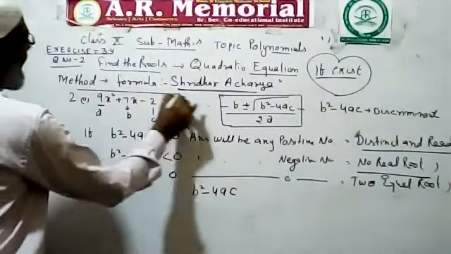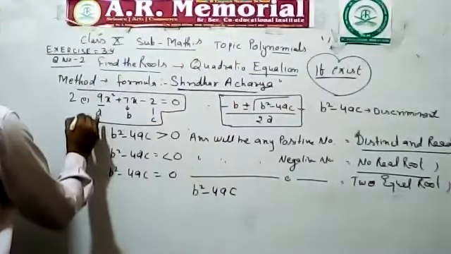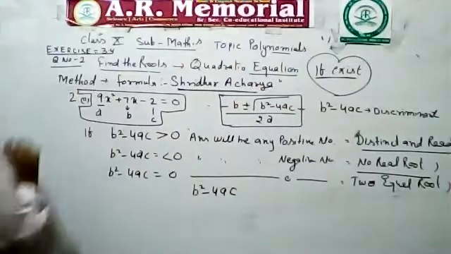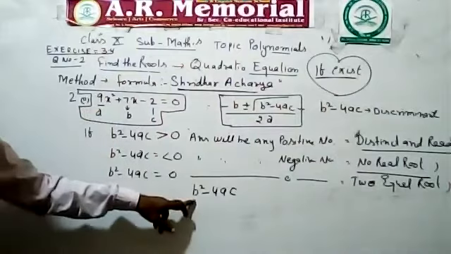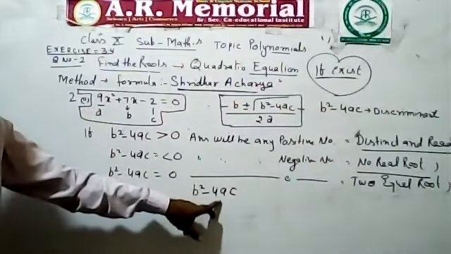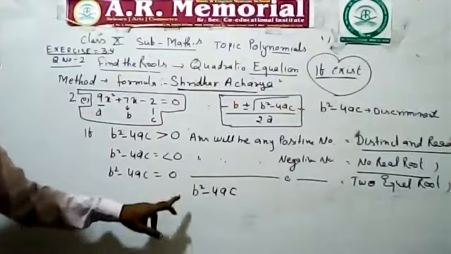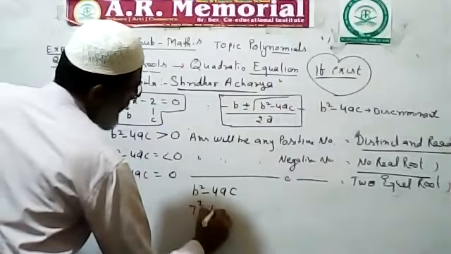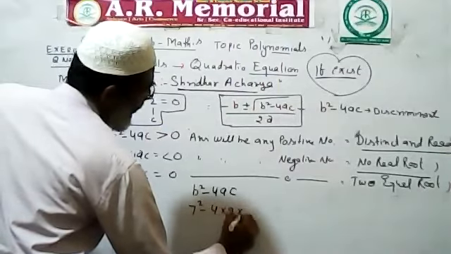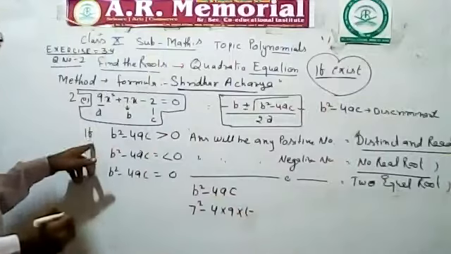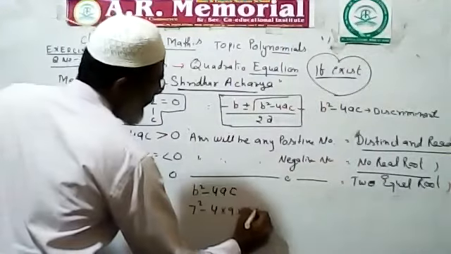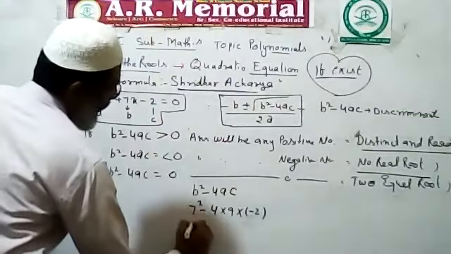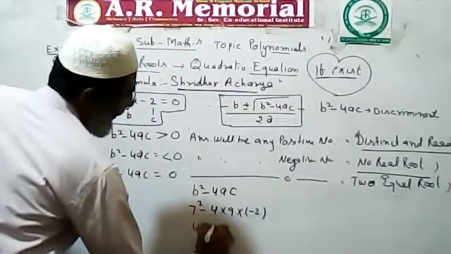Here, 9x square. In place of a, I will put 9. B is 7. So 7 square minus 4 into 9 into minus 2. Here 49 is there, and here it is positive.